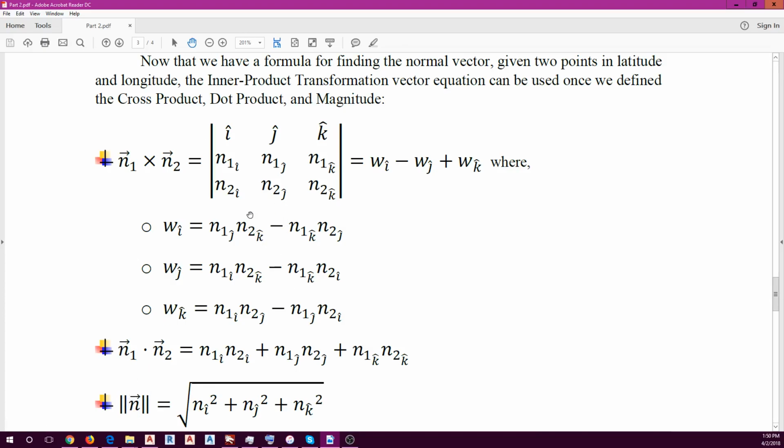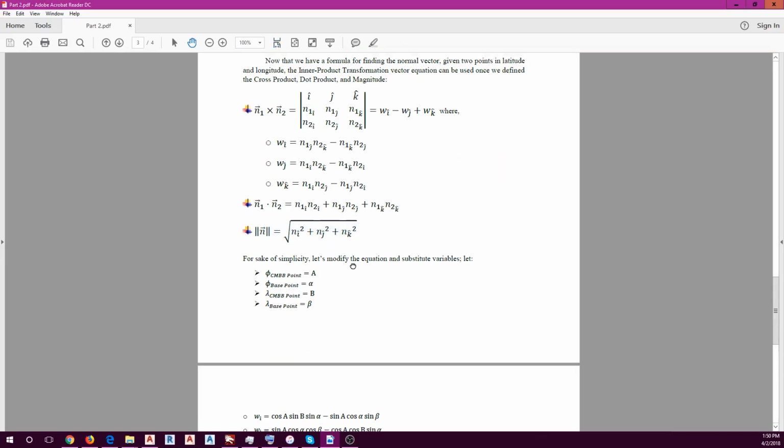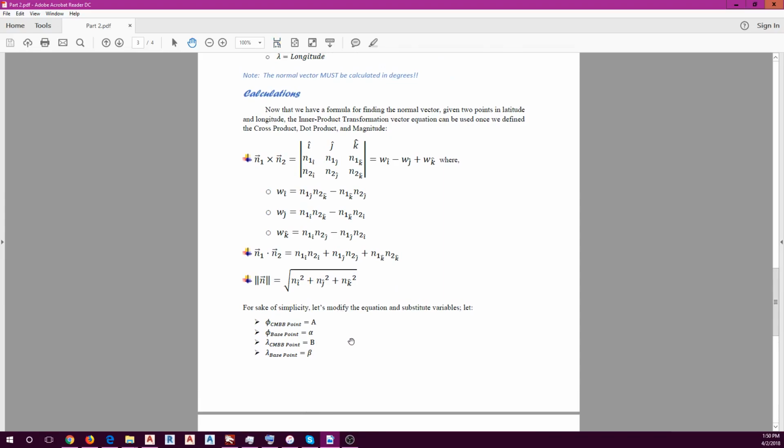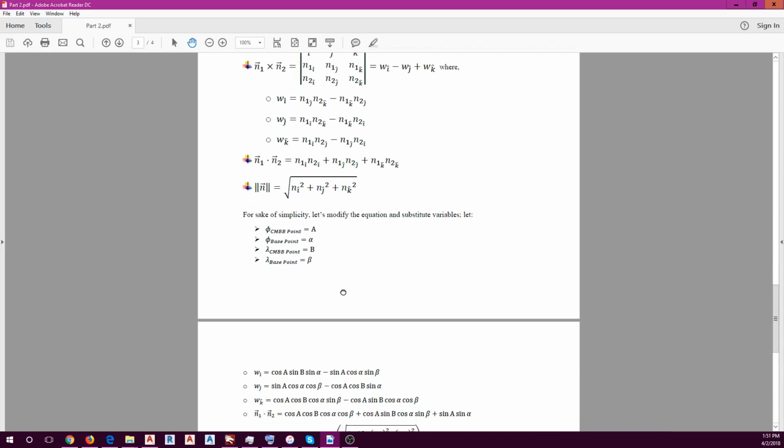I didn't really want to keep writing out all these subscripts. So what I did was I decided let's make our lives easier. Let's just call the latitude of your origin point capital alpha, the latitude of your base point lowercase alpha, the longitude of your origin point capital beta, and the longitude of your base point lowercase beta. So let's just substitute these variables in.